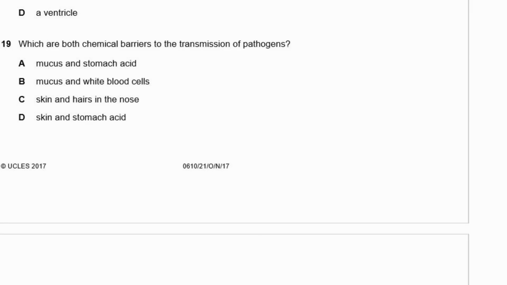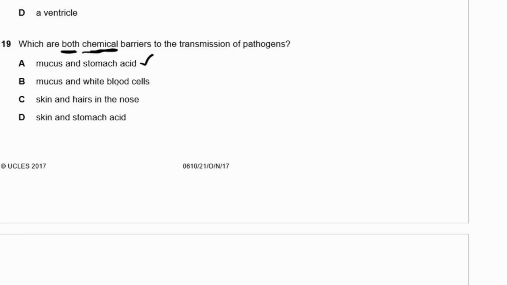Question 19. Which are both chemical barriers to the transmission of pathogens? So mucus and stomach acid. Well, mucus is a chemical barrier. It is a chemical that traps the pathogens. And stomach acid is a chemical that can break down some pathogens. So that looks like a pretty good answer to me.